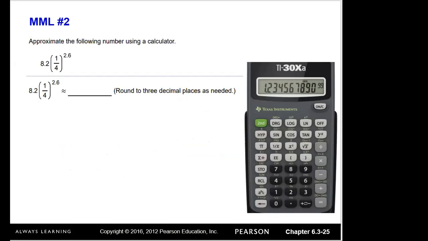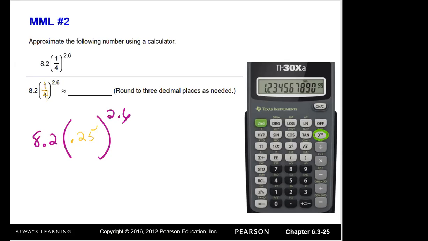Here's my math lab number 2. Here's a picture of your calculator just to show you. Number 2 wants you to approximate this using a calculator and rounding your answers. The first thing I would do is change my 1/4 right here to 0.25, just so that I'm dealing with all exponents. And then on your calculator, you need your exponent button, which for you guys is this one right here. It's the y to the x.